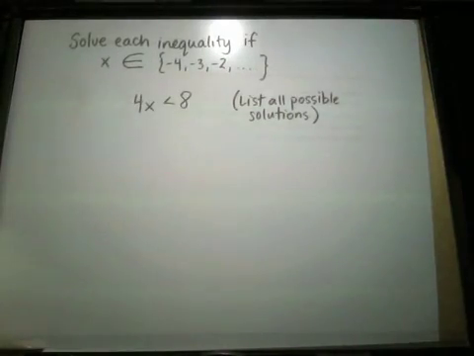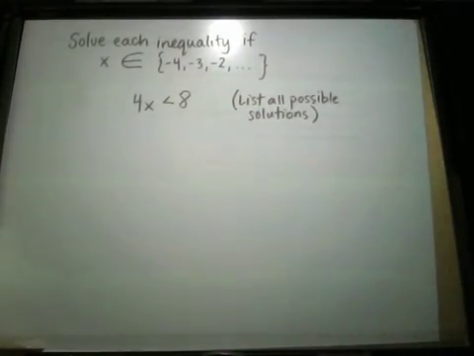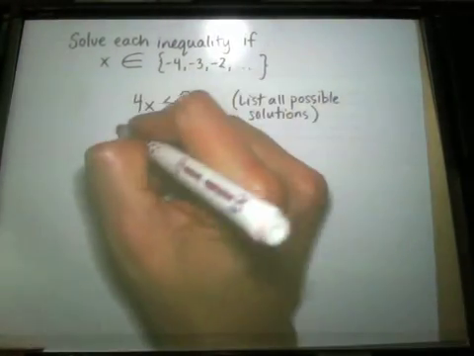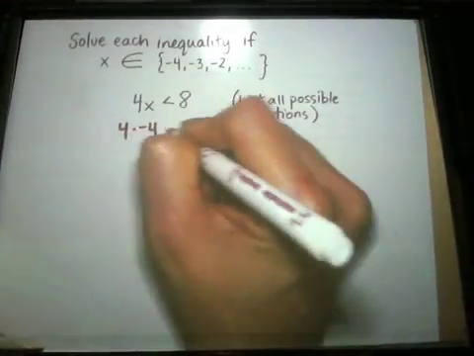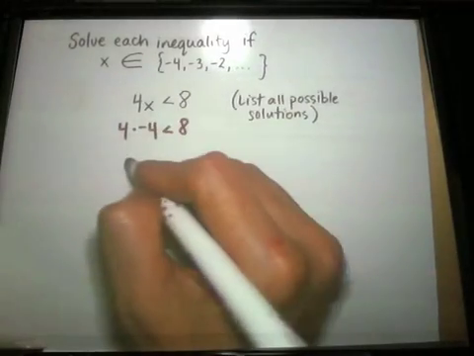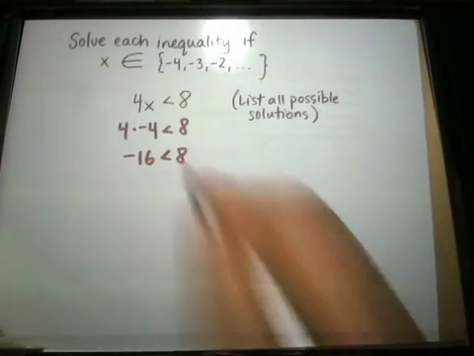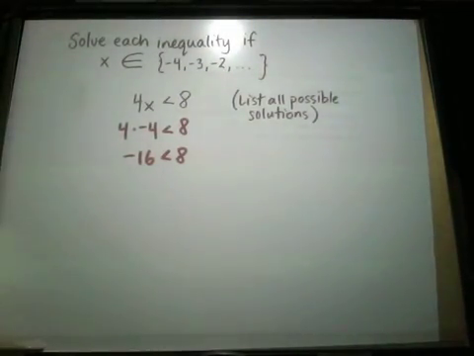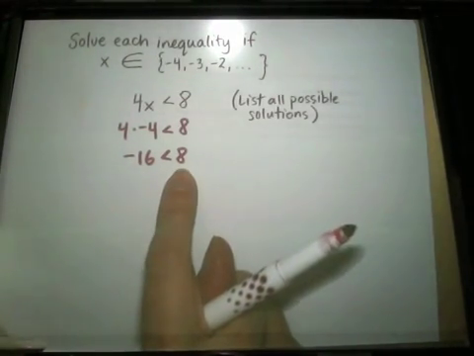So we'll just do a couple of them here. We're not going to do all of them. But I'll start with the couple that are here. 4 times -4, so I'm plugging in this first value, less than 8. 4 times -4 is -16, less than 8. Is that true? Okay, good. Hopefully you guys know any negative number is always less than any positive number.